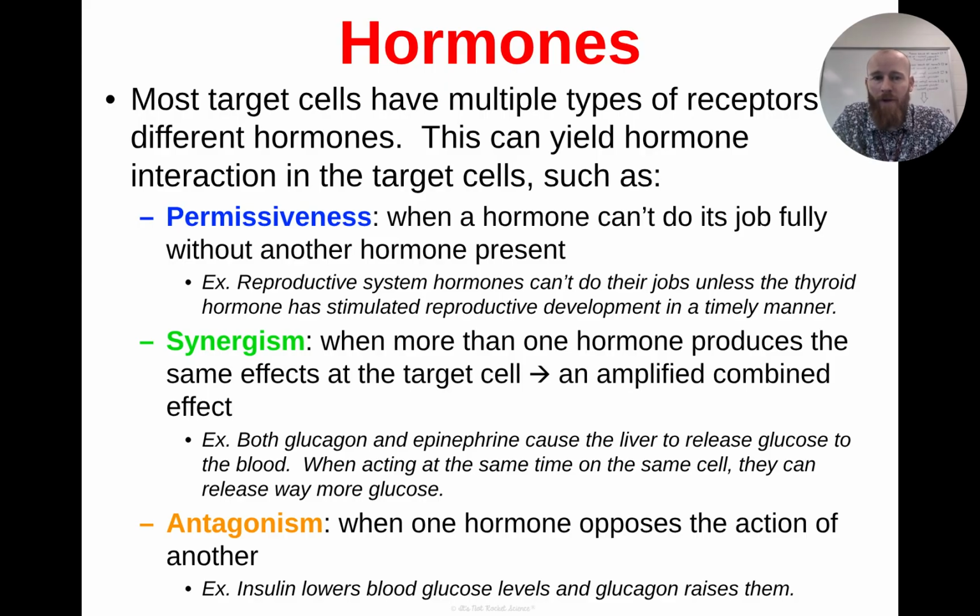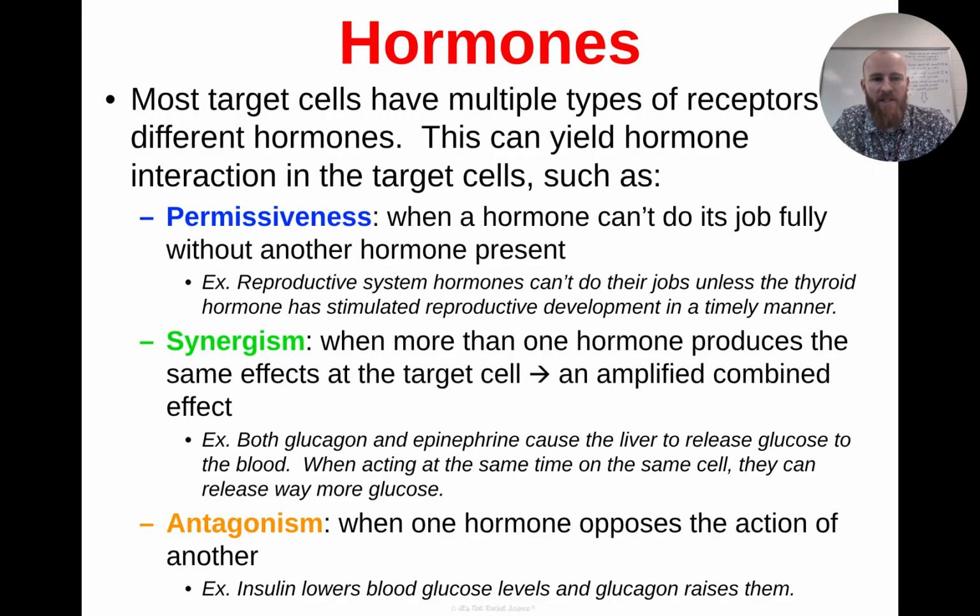Now, we have three different ways that we can think about this, three more key terms. We have the idea of permissiveness, where a hormone can't do its job fully without the permission or presence of another hormone. Okay, so I've given examples for each of these. Your reproductive system hormones can't do their jobs unless the thyroid hormone has stimulated reproductive development, right? So that's where your reproductive hormones can't do their job until the thyroid actually comes in and facilitates.